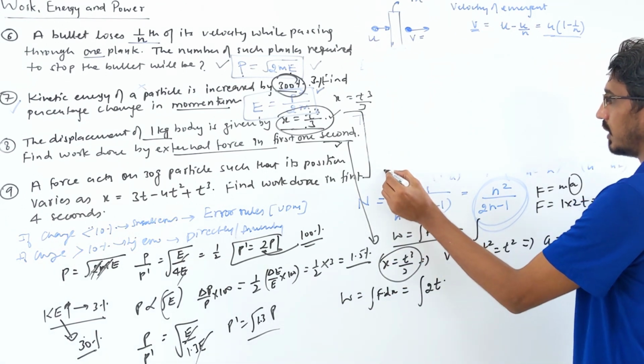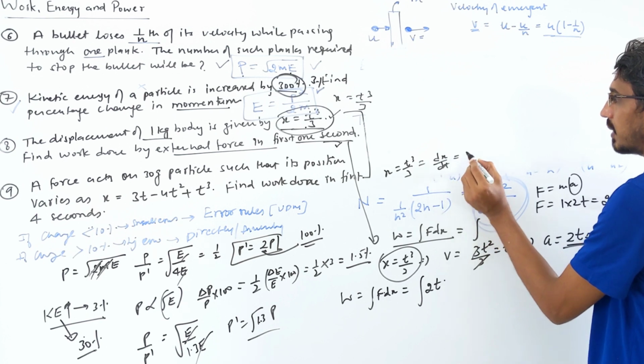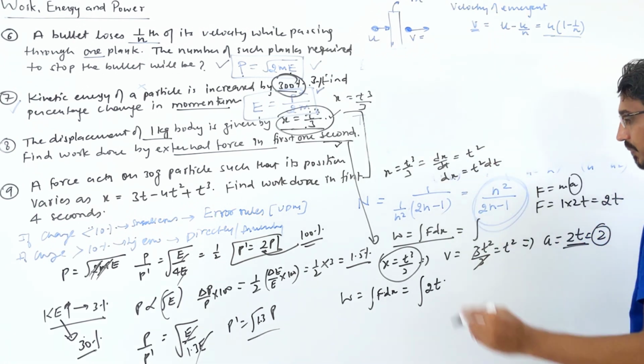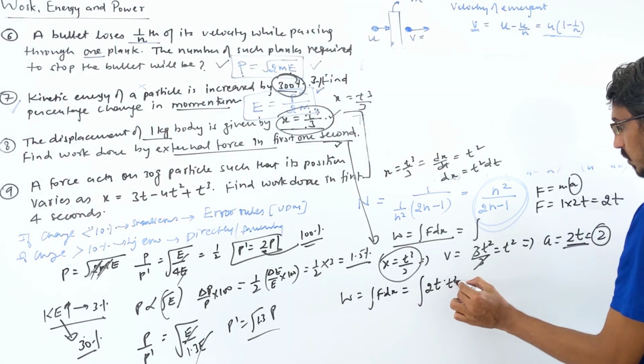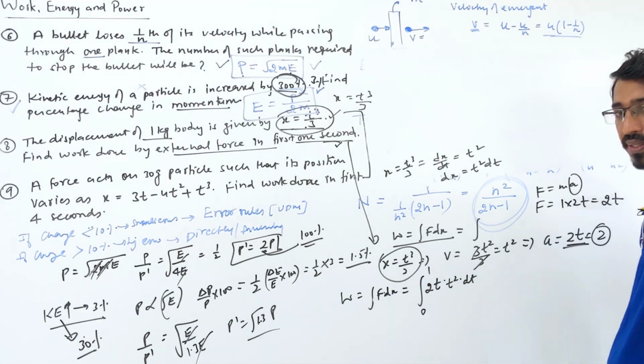So look here, x is equal to t cube by 3. If you write dx by dt, this becomes t square. So dx becomes t square into dt. So let's put here t square into dt. And time varies from 0 to 1 second on this side.